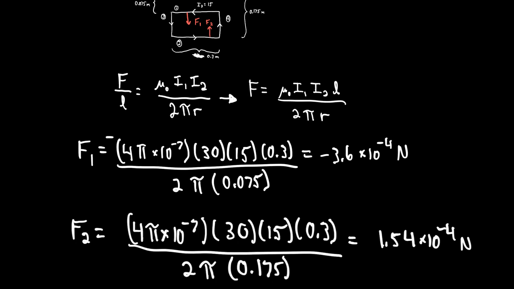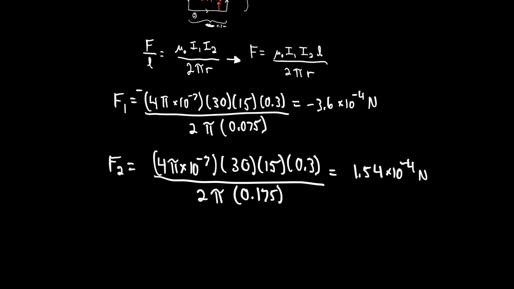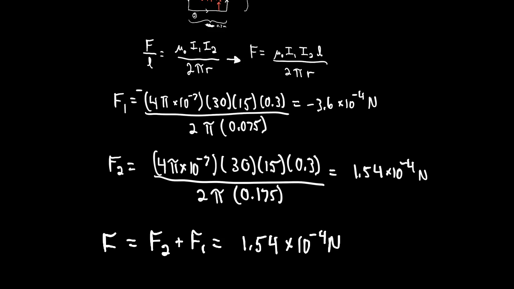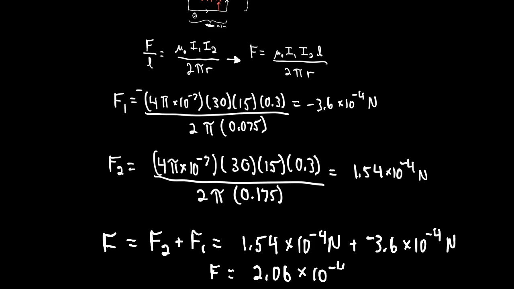Do I need a negative in front of that one? No. Why not? Because it's pointing up. So if I then want the total force, F total is going to be F2 plus F1, where F2 is 1.54 times 10 to the negative 4 newtons, plus F1, which is the negative 3.6 times 10 to the negative 4. So your total force is 2.06 times 10 to the negative 4 newtons.